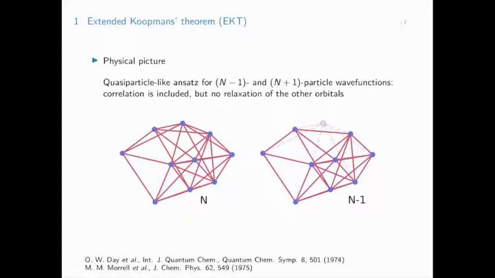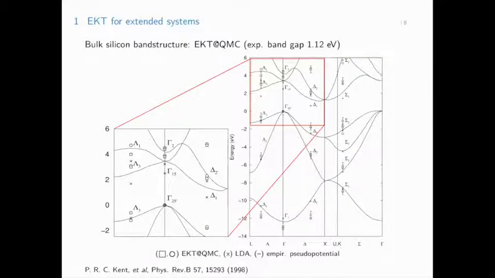This kind of relaxation can be important in small systems like molecules. However, we expect it to be far less important for extended systems, the kind of system we are interested in. So basically, the extended Koopman's theorem has been used in the literature to calculate charge excitations, which means ionization potentials and electron affinities for molecules, while there are really few examples of the use of the EKT for solids. So this is one of the few examples that we found in the literature. This is taken from Kent and co-workers.